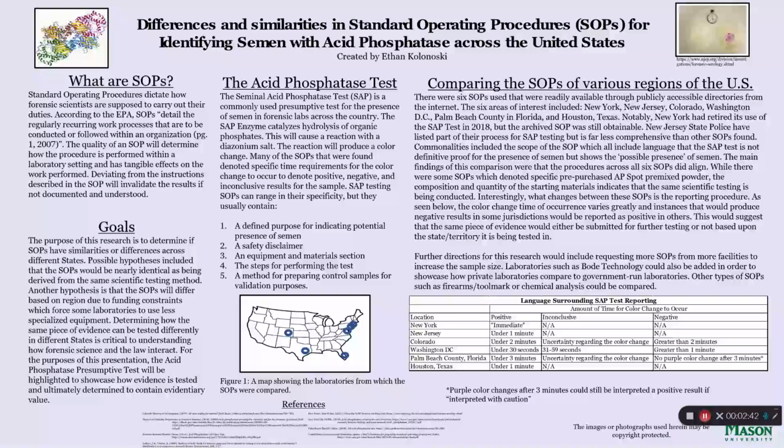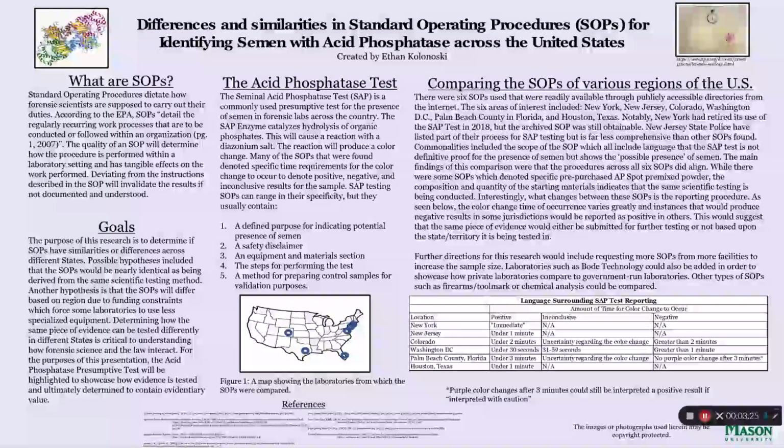Let's talk a little bit about how we get to that color change. What we're going to be doing is adding alpha naphthol phosphate to our evidence. It'll be a cutting, a swab, a filter paper swipe, something like that, in order to separate our piece of evidence from the sample that we're going to be doing the presumptive testing on. We add our alpha naphthol phosphate to it, and that causes the hydrolysis of the organic phosphate. This will then add our fast blue dye. This is a diazonium salt, and that will produce the color change that you see in the top right.